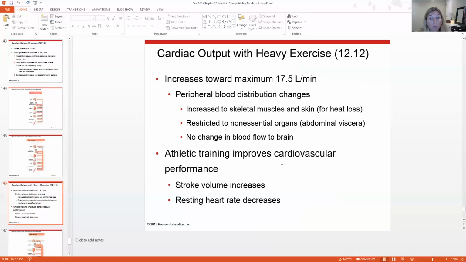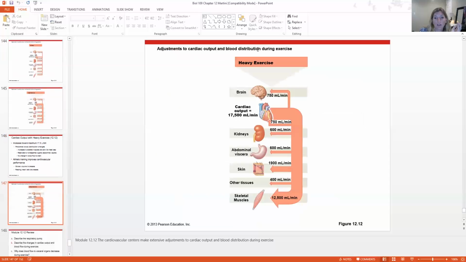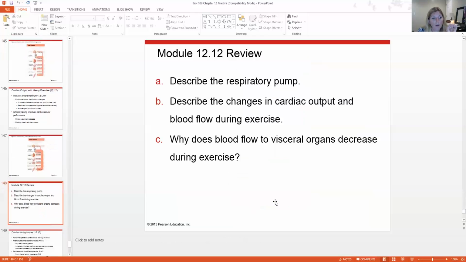Athletic training can improve your cardiovascular performance. It can improve how effective your body does this. Your stroke volume can increase, but your heart rate can decrease. So again, 750 to the brain doesn't change. Heart increases, kidneys decrease some more, abdominal viscera decrease, skin increases, other tissue stays the same, skeletal muscles increase, all with heavy exercise. You can pause the video here, go back and review this section.